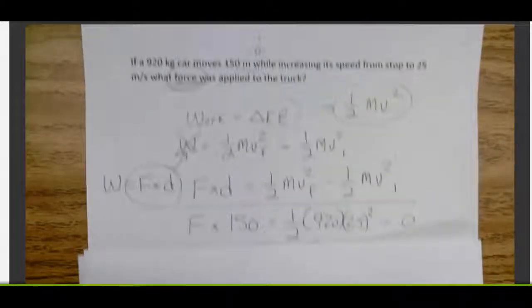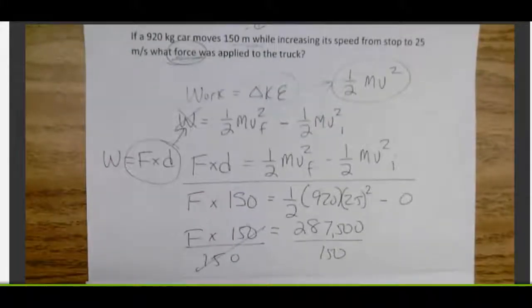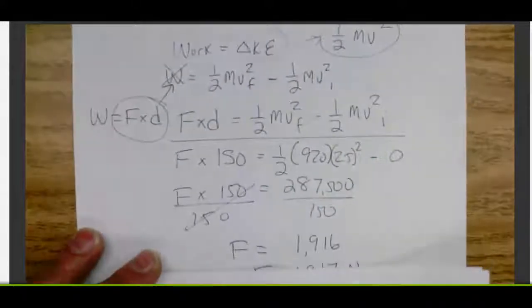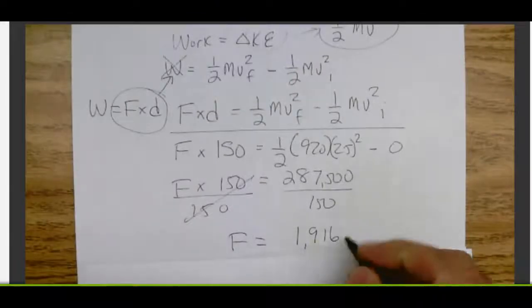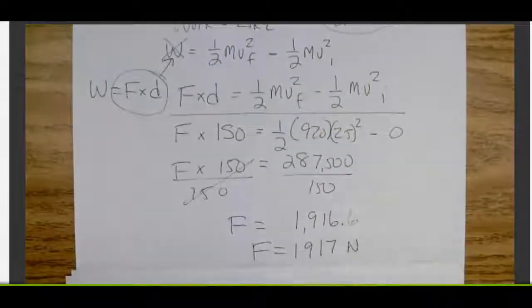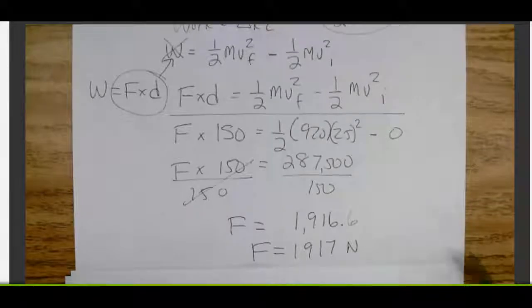We then do the math, and we'd end up with force times 150 equals 287,500. But then we have to get force by itself, so we divide both sides by 150. We're going to get an answer like force equals 1,916.6, repeating. We could either just put the decimal in, or we could put in 1,917 newtons, whatever is called for on the test or whatever problem we're doing. So that's one example, where it wants to know force.